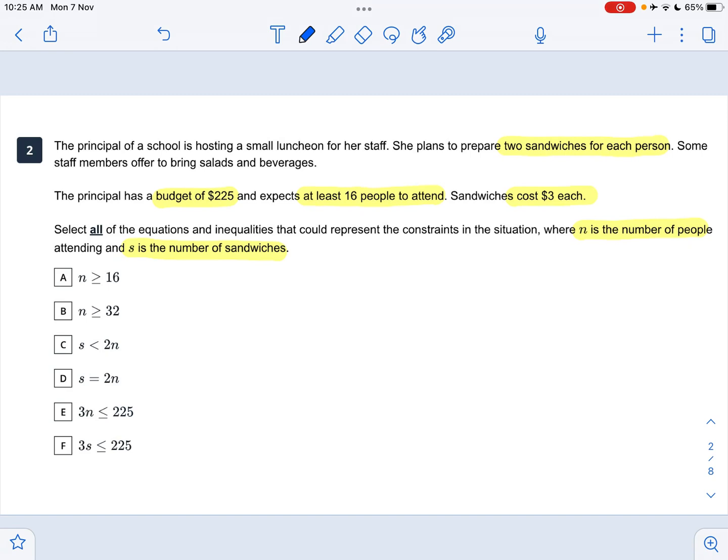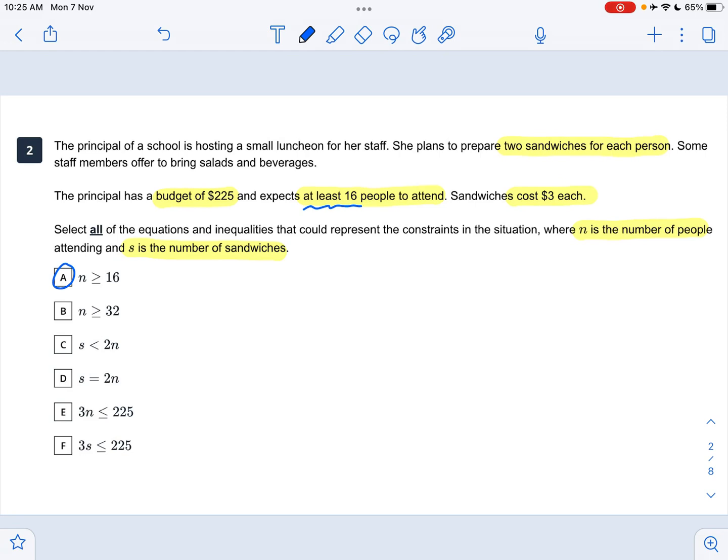But that first statement is saying that the number of people is greater than or equal to 16. And up here it says that she expects at least 16 people to attend. So that means that A would be a true inequality for this problem.